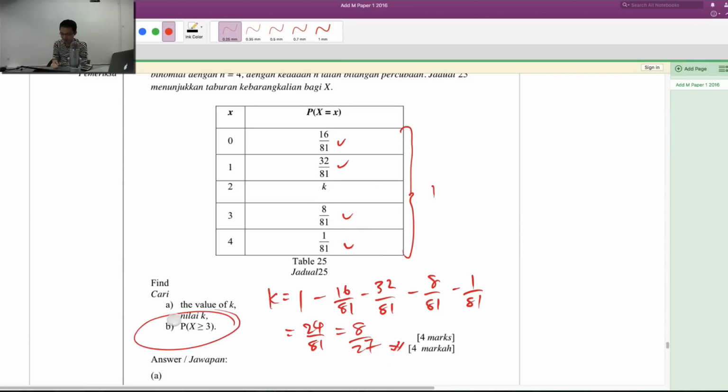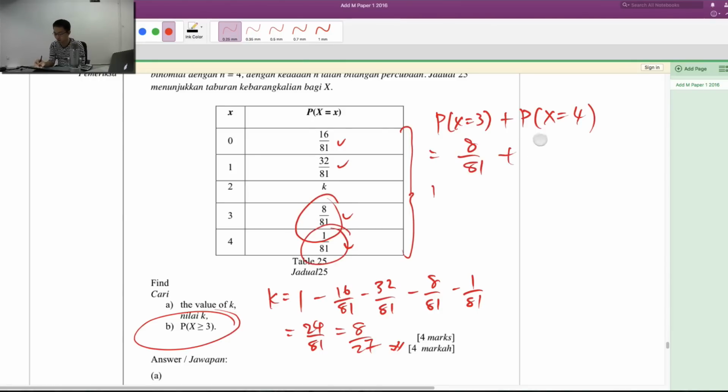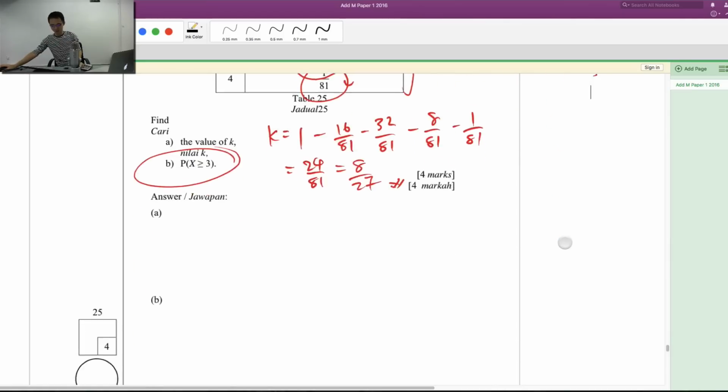And then the one, x is bigger or equal to 3, that means this one is x equals 3 plus x equals 4. X equals 3, you have already, probability is over here, 8 over 81. X equals 4, you have also, is 1 over 81. Plus them together is 9 over 81. Very easy and very sweet. So, very simple to get this format. This one is just to test your knowledge about probability distribution. But it shouldn't be any problem.